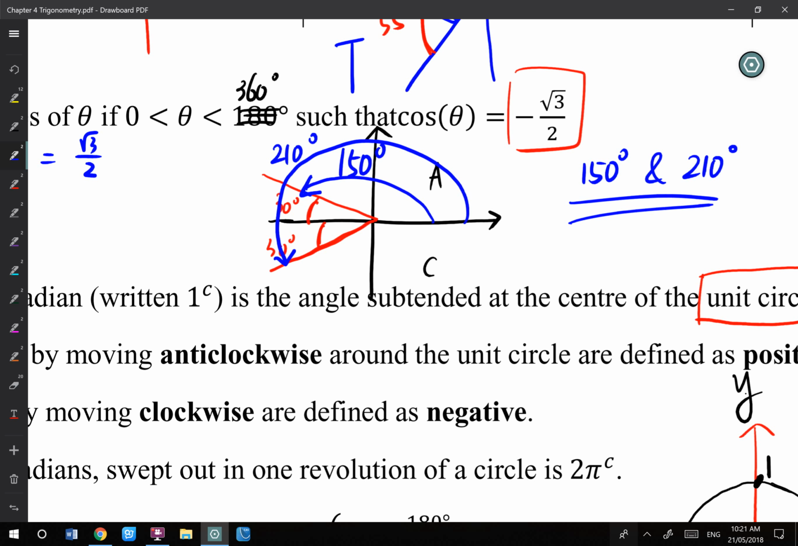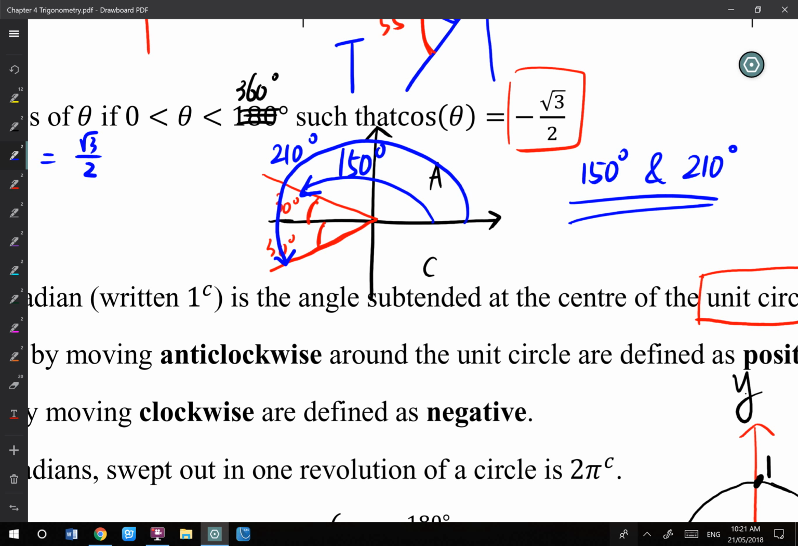Because what I explained is I need a negative ratio in those two quadrants, and the ratio needs to be root 3 over 2. So the reference must be 30. So that's why we have 150 and 210 in this question. Any questions? Well, that's how we use reference angle.